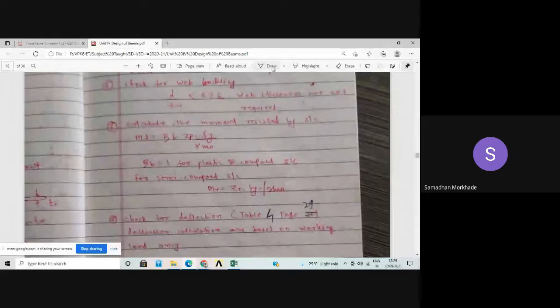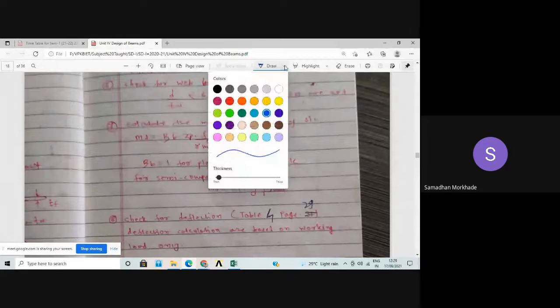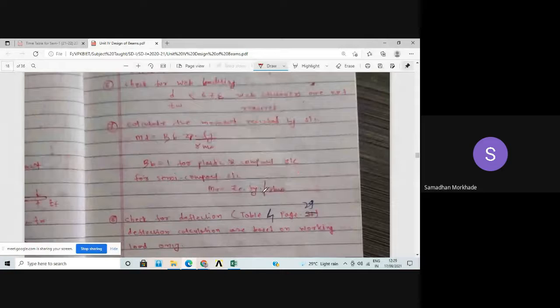See here, beta b is Zd by Zp. So for semi compact section, your equation becomes like this. This is the value of beta b for semi compact section. Okay, into Zp into fy divided by the partial safety factor. This Zp gets cancelled, therefore it becomes Zd into fy divided by gamma m naught.